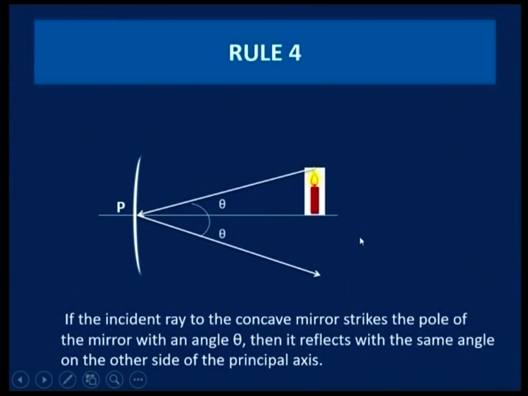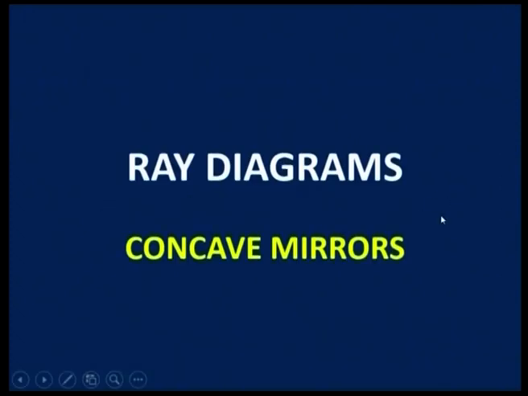Once again children, ray diagrams are a very important concept for us. So what do we need to draw a ray diagram? We need at least 2 rays. We make use of at least 2 rules to draw a ray diagram properly. Now let us start the ray diagrams for concave mirrors.